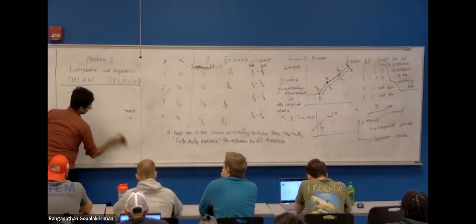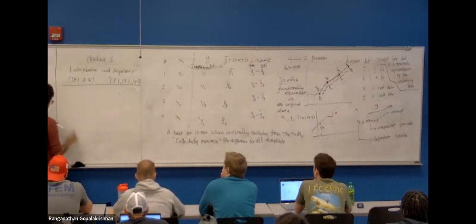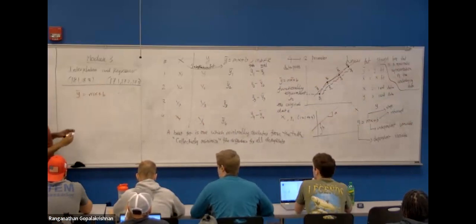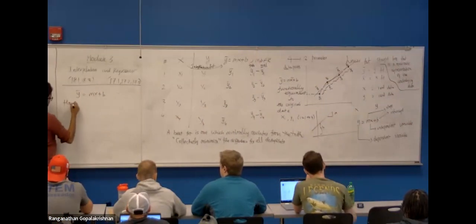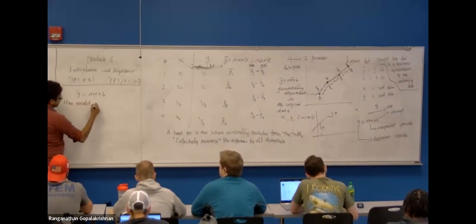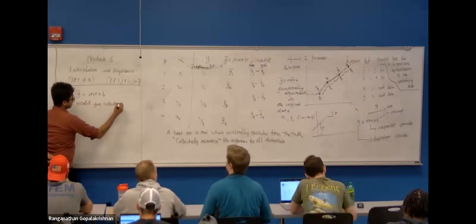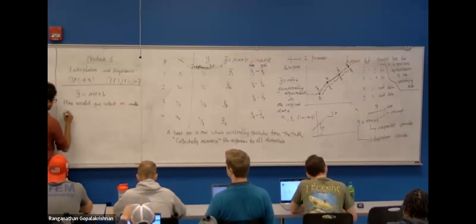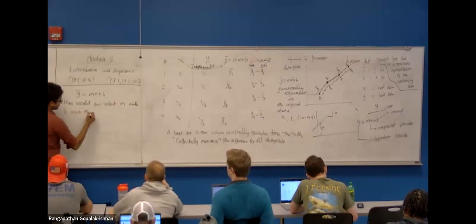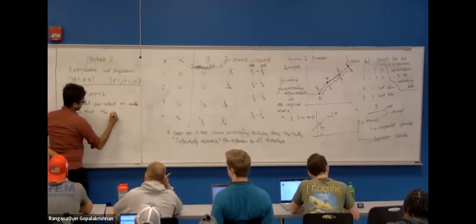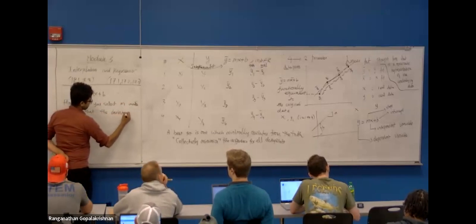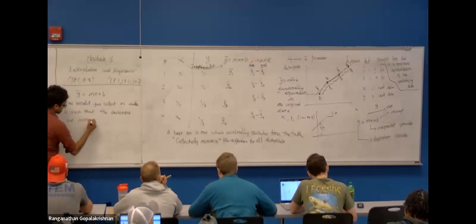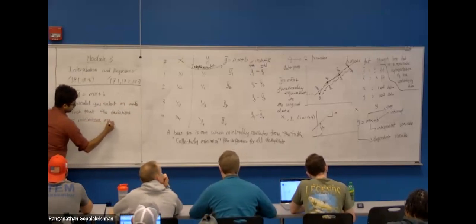y bar equal to mx plus b. How would you select m and b such that the deviations are minimized across the board?